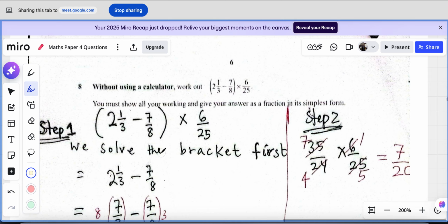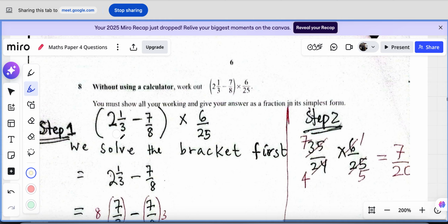Okay. Now, without using calculator, work out 2 whole number 1 over 3 minus 7 over 8, all put in a bracket, multiply by 6 over 25. So what we do is the bracket first because of BODMAS or BOMAS, depending on which one you were taught. Because of BODMAS, you're going to do the bracket first. Bracket comes first. So you treat the bracket first. That's what we wrote here. So we're going to treat this bracket.